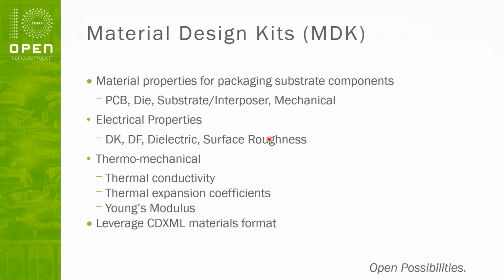And then we have the material design kits, and here the idea is these are the material properties for your packaging substrate components. This would be PCB, your die, your chiplet die, substrate, interposer, and even some of the mechanical material properties for the components, could even be for the package itself and the board. So this would include things like electrical properties and thermal-mechanical, thermal conductivity, and then for doing mechanical stress and warpage and reliability analysis, some of these coefficients, thermal expansion coefficients and Young's modulus.